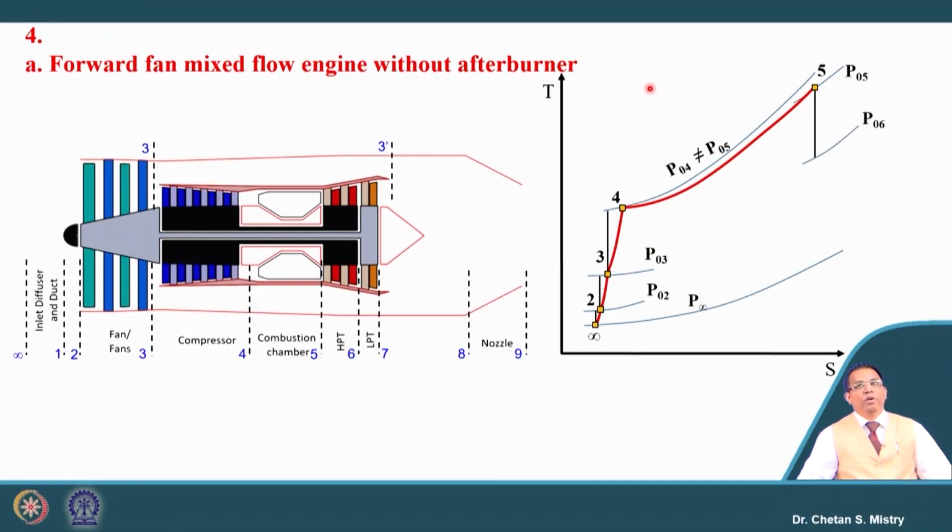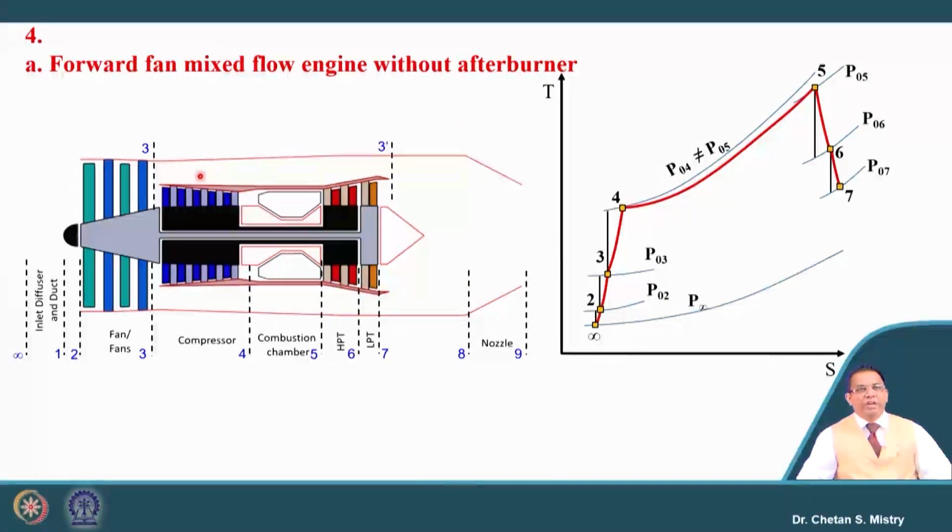Okay. Now, next we have our HP turbine, which is getting expansion from P05 to P06. We have our next component, that is P06 to P07, representing the expansion process happening inside my LP turbine. Now, let us look at what we have understood here.